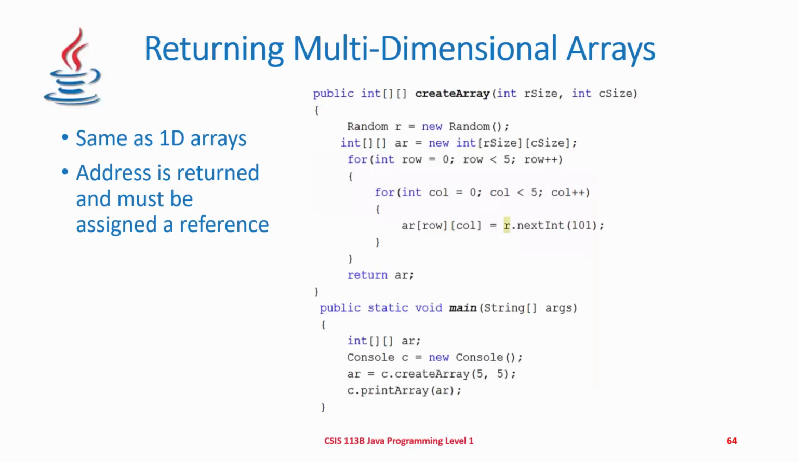Then we return AR back to the caller. If we jump down to main, of course, that's where we're calling it from. In this example, we're creating a 5x5 2D array. Once that array is created in the create array custom method, it's returned back to main and assigned there to the AR. If you look at the first line in main, you'll see that's where we actually declared AR: int, two square brackets, AR, semicolon. Then two lines down, we're assigning the results of running create array and giving it the two size values, 5 and 5. And then again, we've got a custom method that prints out that 2D array.